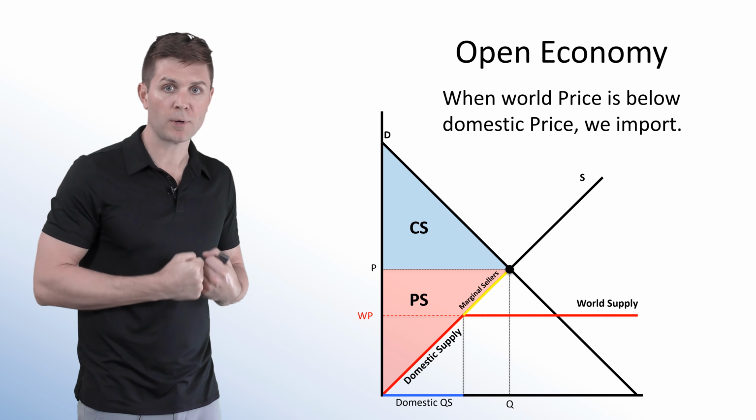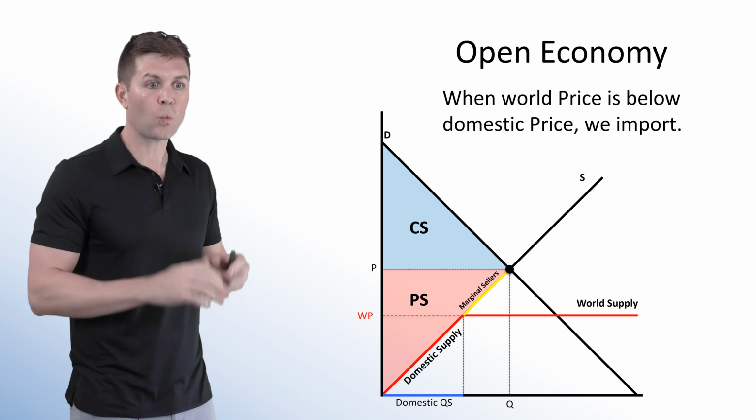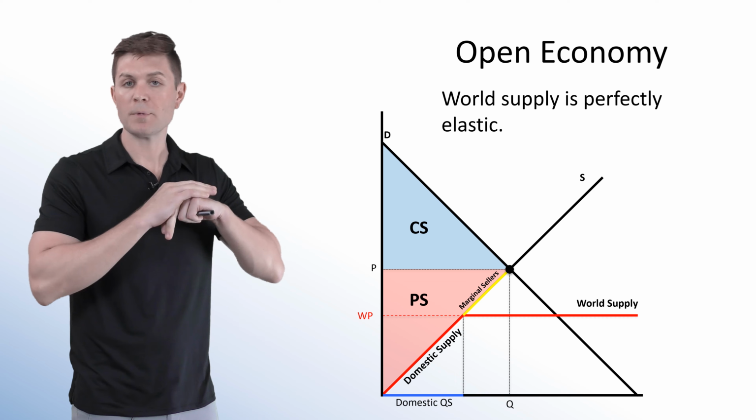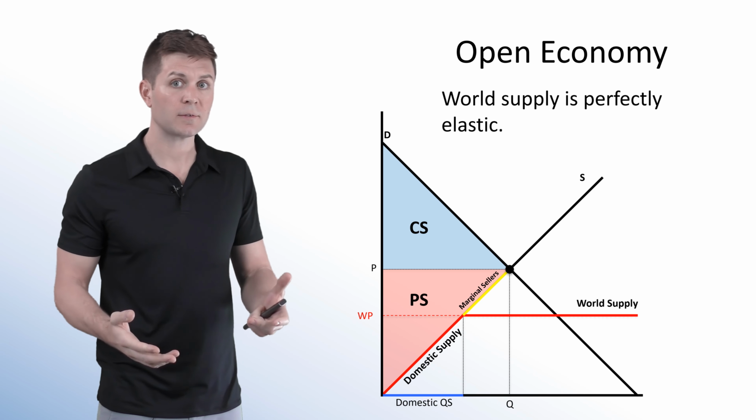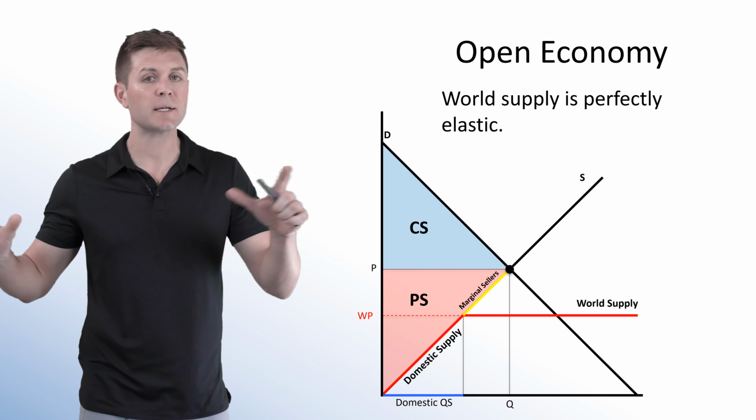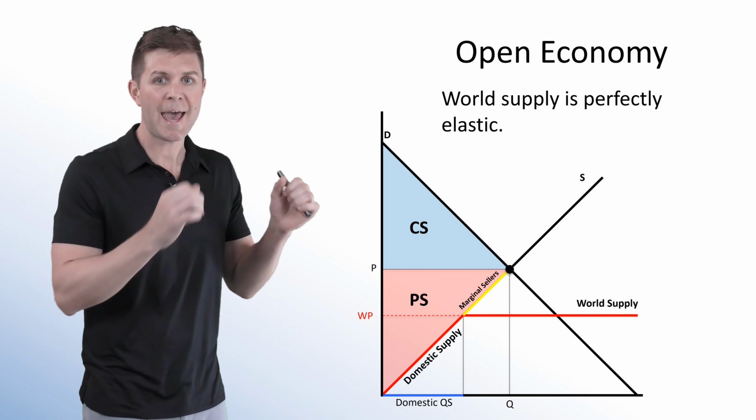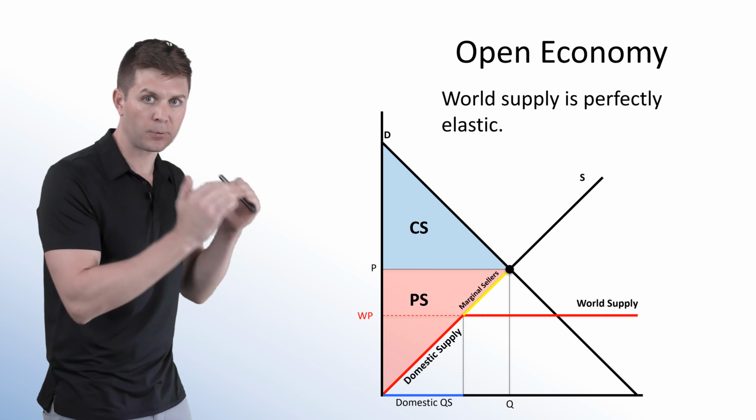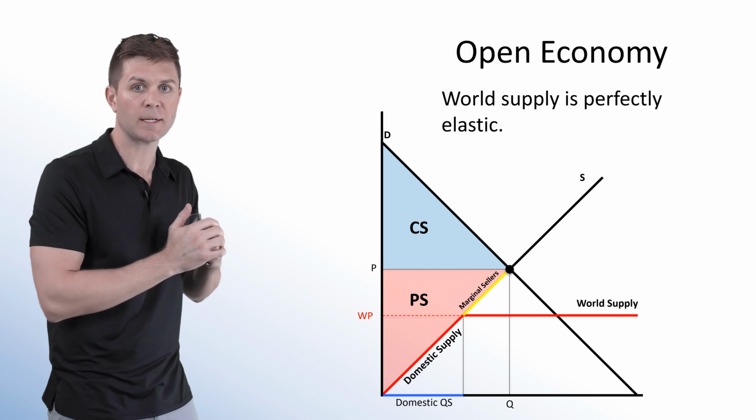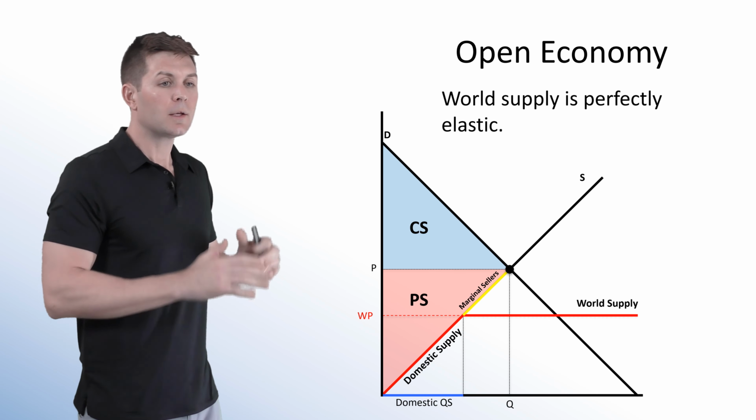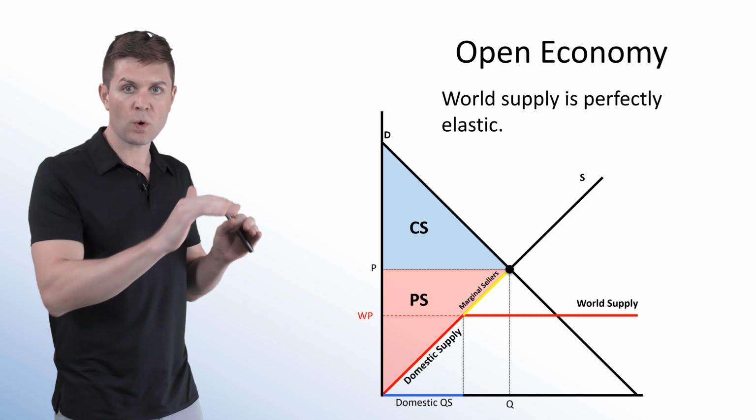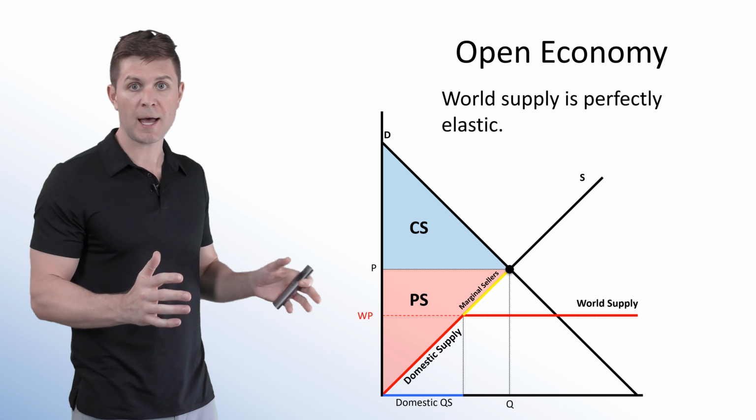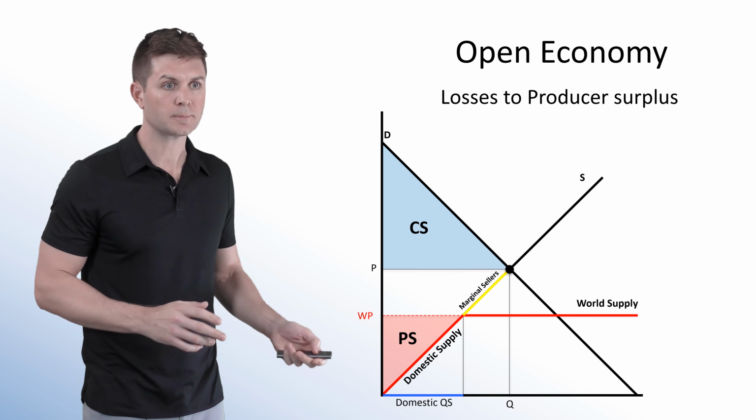We're going to import this product into our country. So the world supply is going to be perfectly elastic. We're making an assumption here that we can get as much product as we want from anywhere else in the world at this specific price. There is so much product available that the price is what it is, and we can't get it for any cheaper. So our domestic supply plus our world supply gives us our total supply curve for this particular market.